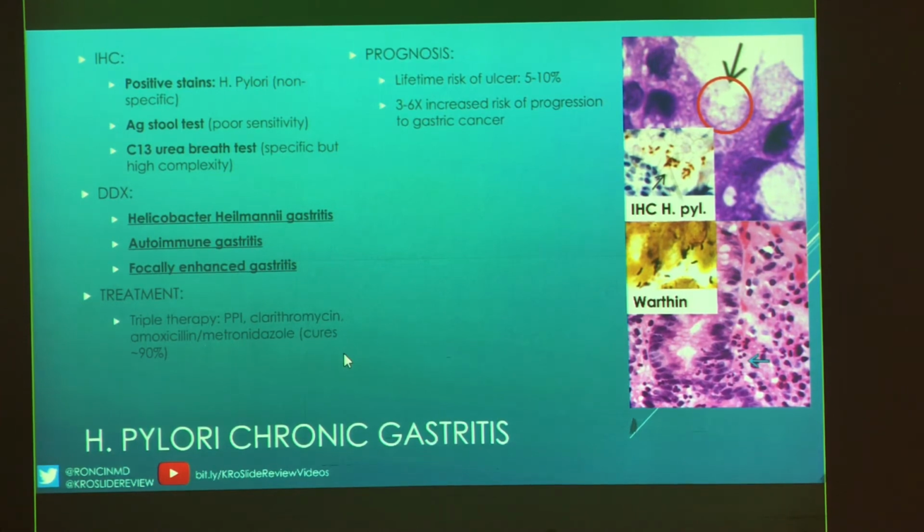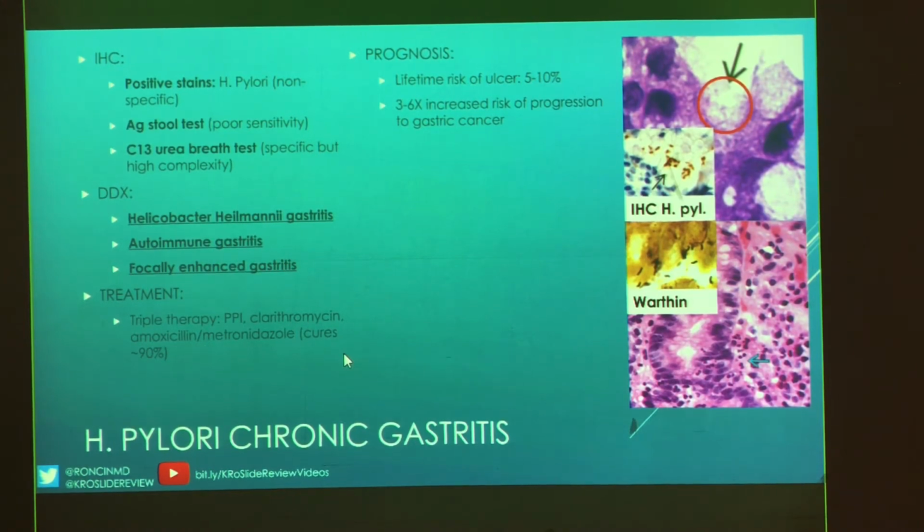For treatment, they're going to do the standard triple therapy, which is a PPI, clarithromycin, and amoxicillin or metronidazole, and that will cure most cases. Lifetime risk of ulcer with infection is 5 to 10%, but they are at increased risk of progression to gastric cancer, and you need to consider things like the MALT lymphomas.